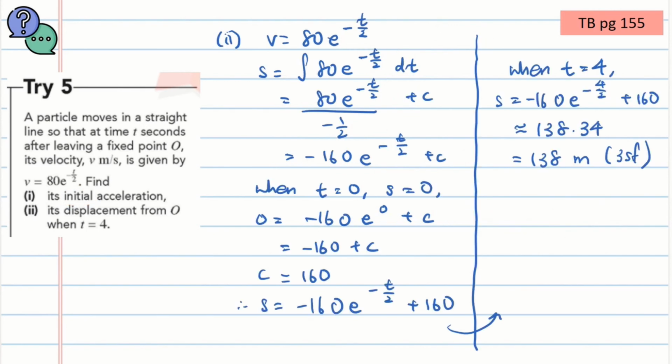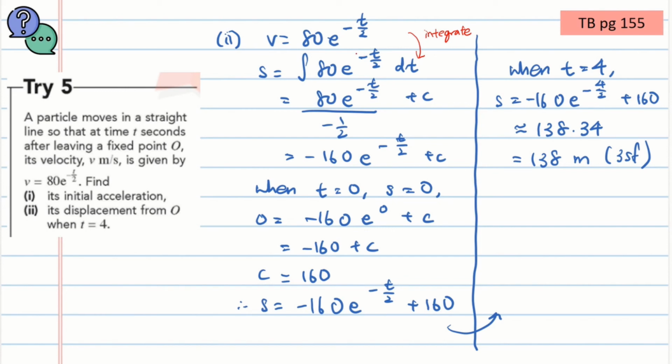Moving on to part 2, where we want to find the displacement from O when t equals 4. So we need to know the displacement. I do my integration of my velocity function. So I integrate over here.